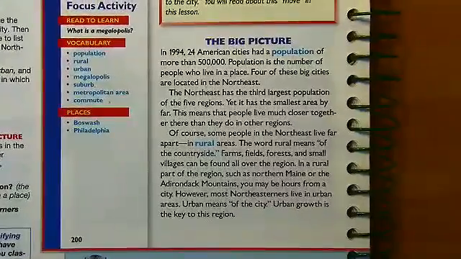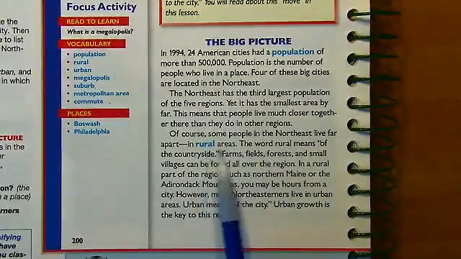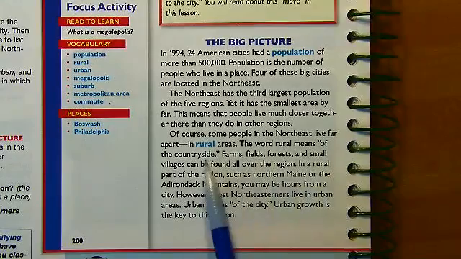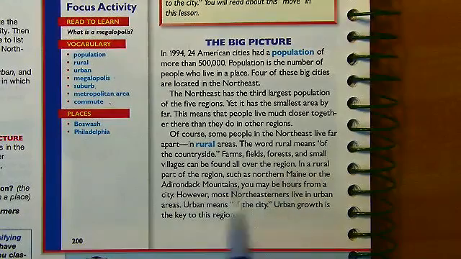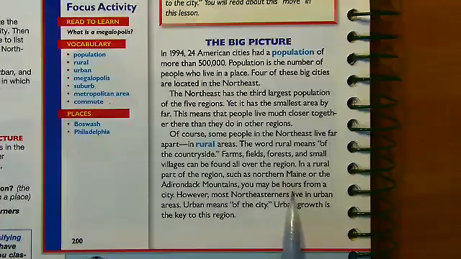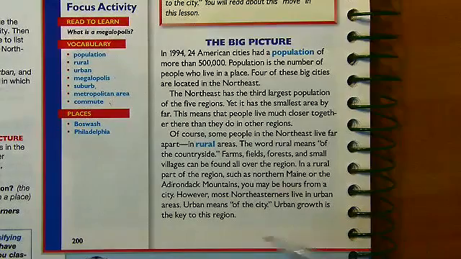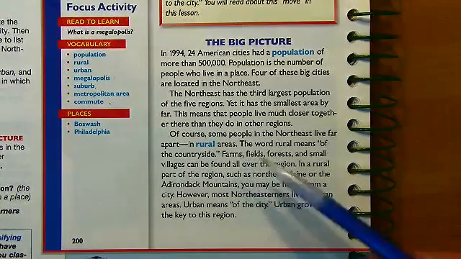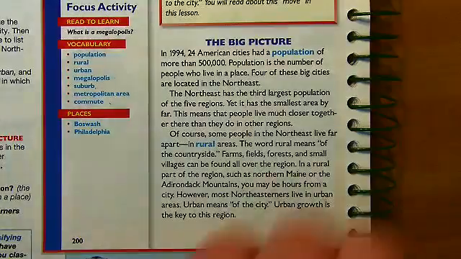Of course, some people in the Northeast live far apart in rural areas. I feel like Scooby-Doo. The word rural means of the countryside. Farms, fields, forests, and small villages can be found all over the region. In a rural part of the region, such as northern Maine or the Adirondack Mountains, you may be hours from a city. However, most Northeasterners live in urban areas. Urban means of the city. So we have rural meaning of the country, and we have urban meaning of the city. Urban growth is the key to this region. So it's telling me our cities grew, and that helped our area grow.